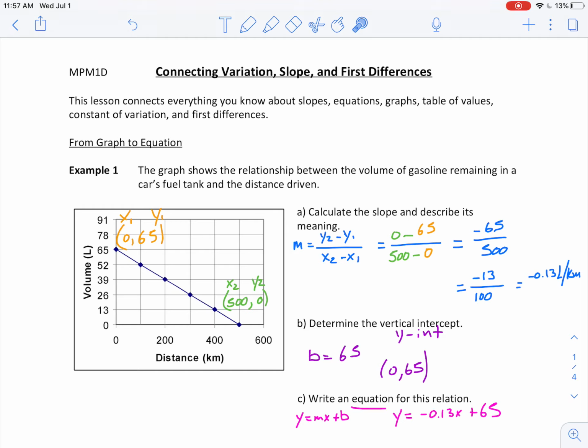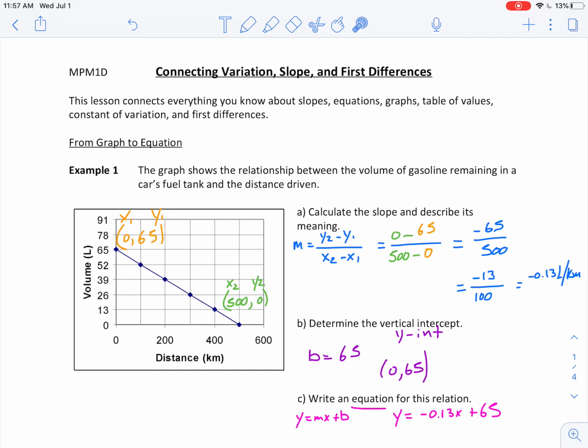So if I'm looking to calculate the slope and describe its meaning, I need to find the difference between my y values and the difference between my x values. In this case, my y2 is here, my y1 is here. I'm looking for the rate of change between these 2 points specifically. So what's the change of going up and down, and what's the change of going left and right?